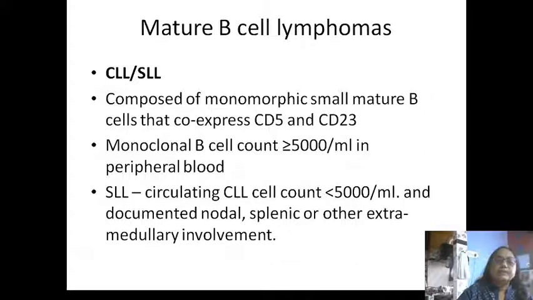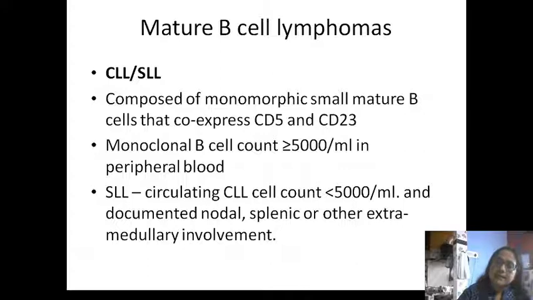It is a mature B cell lymphoma consisting of monomorphic small mature B cells that express CD5 and CD23. So surface molecules CD5 and CD23, both are present. It is a monoclonal B cell proliferation, where in the peripheral blood we find an absolute lymphocyte count of more than or equal to 5000 lymphocytes per ml of blood. Now what is an SLL?